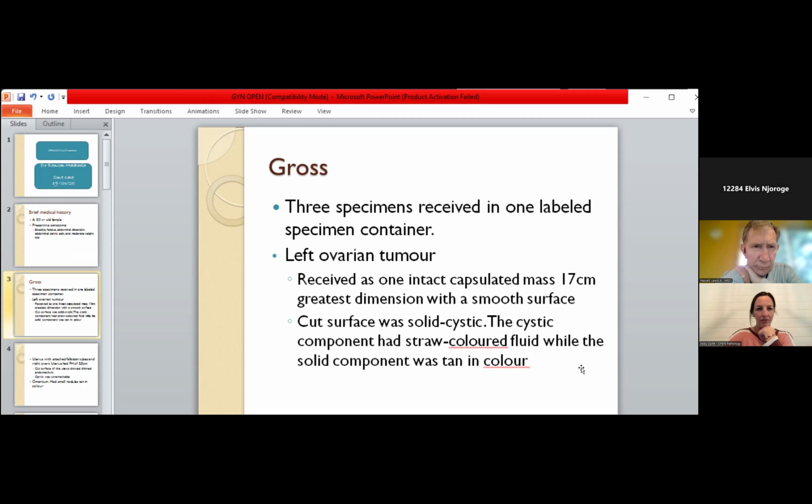However, at the histopathology lab, we received 3 specimens in one container. One was the left ovarian tumor, quite a large tumor that measured 17 centimeters, and it was intact, capsulated, with a smooth surface. On the cut surface, this was solid cystic, and the cystic component had a straw-colored fluid, while the solid component was tan in color.